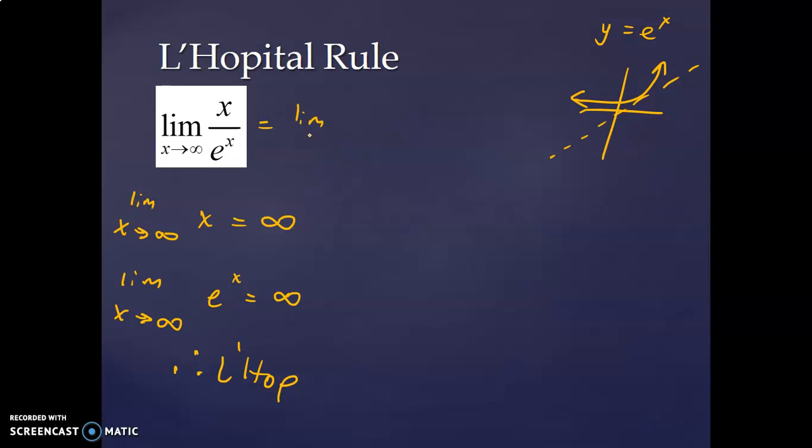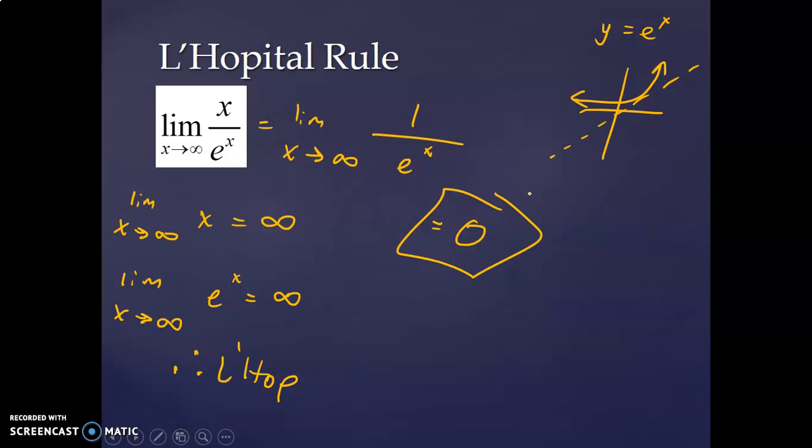So this is the same as the limit as x approaches infinity. Derivative of x is 1. Derivative of e to the x is e to the x. Now when I plug in infinity, I still have infinity on the bottom. E to the x is infinity. But I don't have infinity on the top, so we're not using L'Hopital's rule anymore. Now we can just evaluate this. 1 divided by e to the power of infinity is 0. 1 divided by infinity is going to evaluate to 0 when we're looking at a limit.